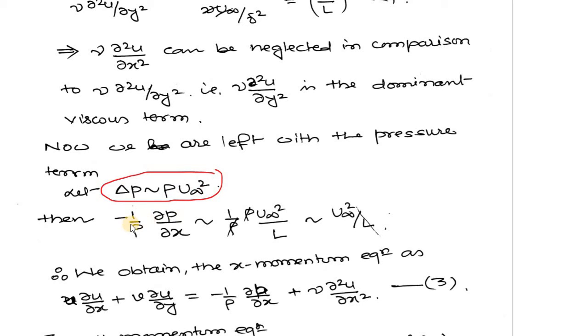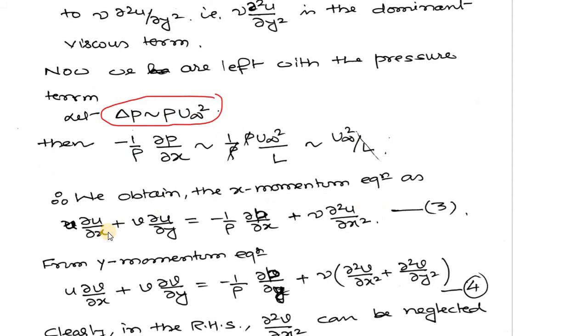Then what is the order of magnitude of minus 1 by rho del p del x? The order of magnitude of this is 1 by rho, u infinity square upon L. That is, the order of magnitude is u infinity square upon L. So the pressure gradient term is also u infinity square upon L. So what is the x momentum equation now? The x momentum equation is u del u del x plus v del u del y equal to minus 1 by rho del p del x plus nu del square u del x square. Okay, this is the equation that we have at the moment.